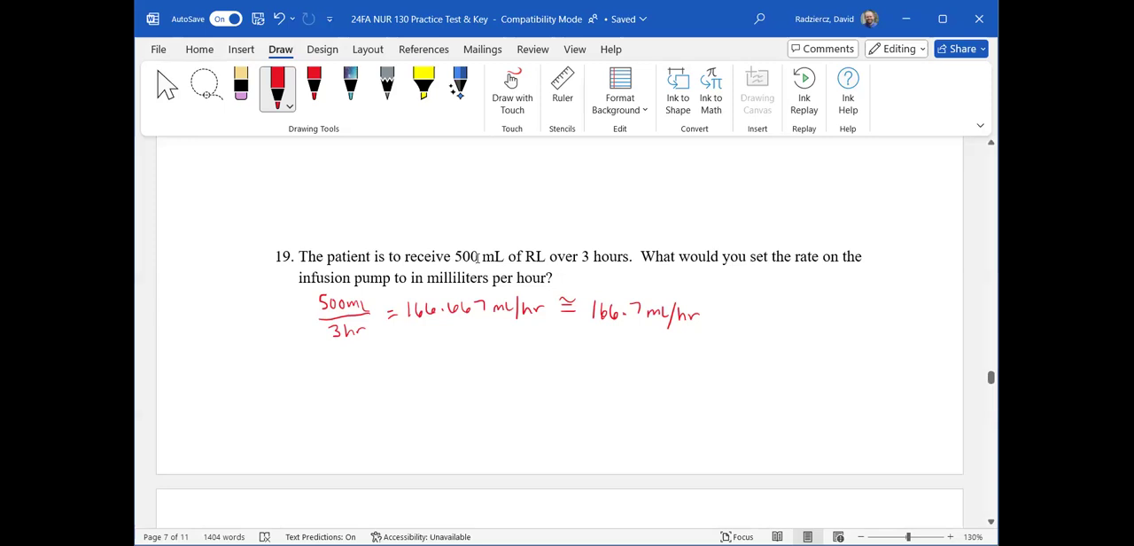Most likely what you'll see on your test, it'll be more like 600 milliliters over 3 hours, and then it's 200 milliliters per hour, and it's just a nice even number. But sometimes I like to give you these ones to make you think about, oh, okay, does that set up correctly? Does that math make sense? And then what do I do from a rounding perspective? That way you can kind of see how I go through my thought process when it comes to rounding.